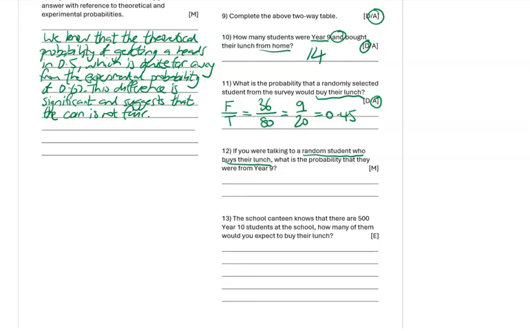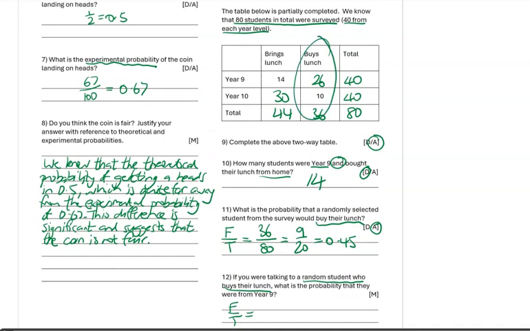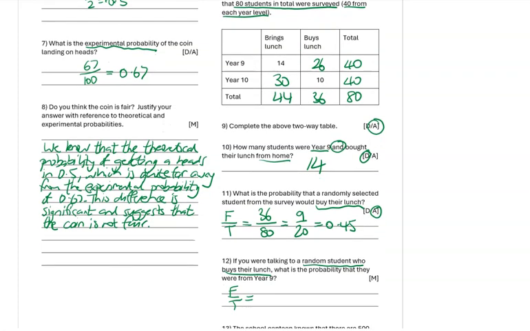So we're going to follow the same approach as the previous question. We're going to use f over t, but instead of caring about all 80 people like in the previous question, we now only care about the people who are buying their lunch. So we only care about these 36 people over here. So that's going to become the denominator, the total part of my fraction. So let's write that down the bottom.